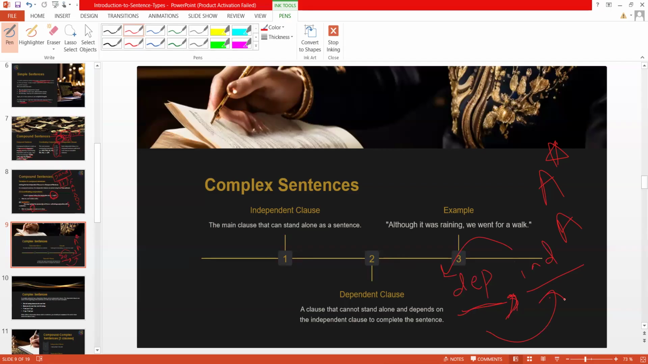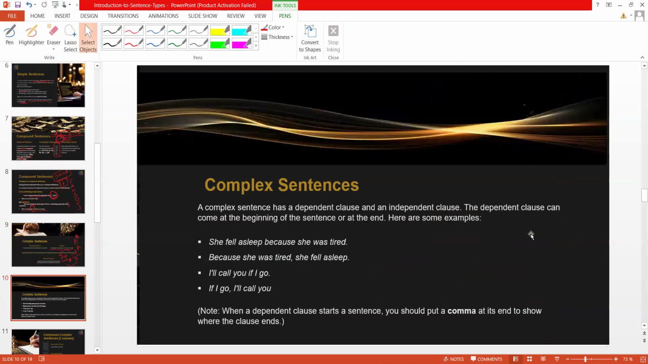Now let us go on to the example here. Although it was raining, this is a dependent clause, comma, we went for a walk. This is an independent one. So this is how we usually make the complex sentence. Let's move on to the next part. Here are a few more examples of how you can write it either way.